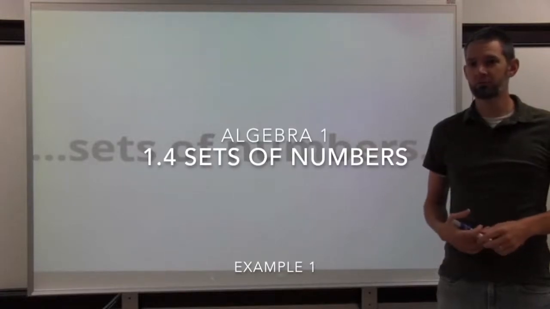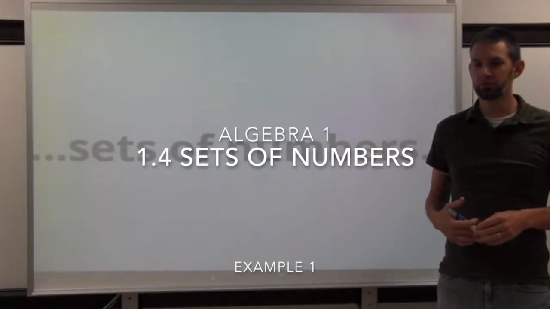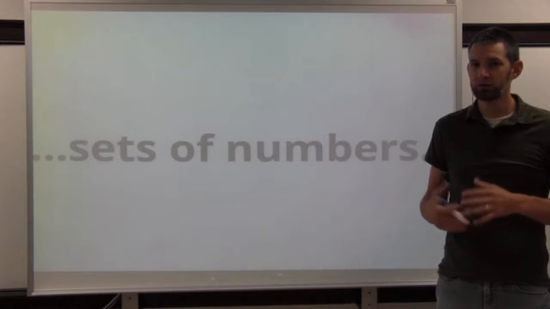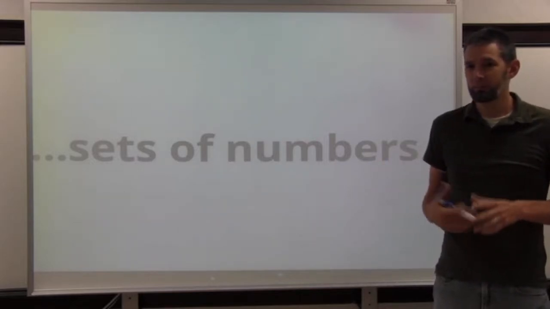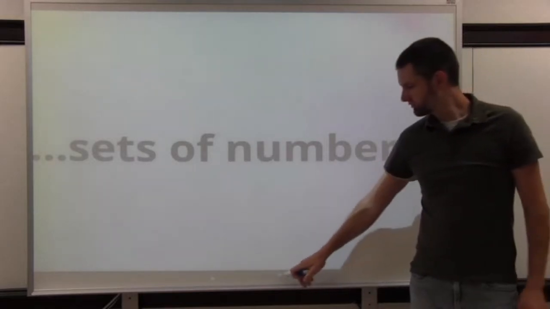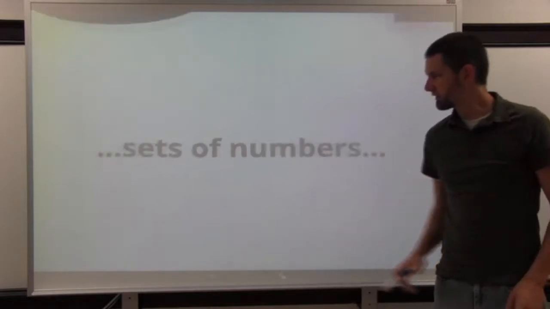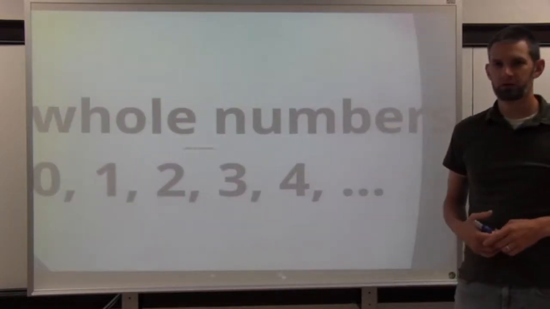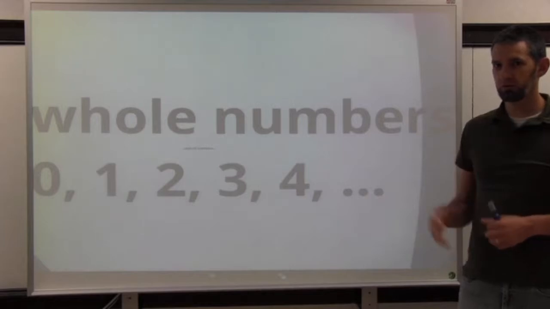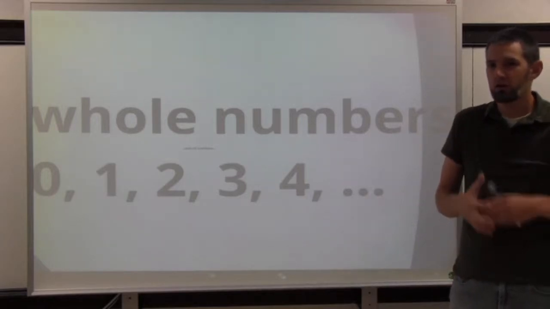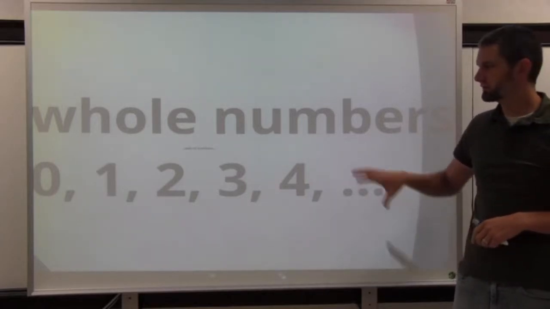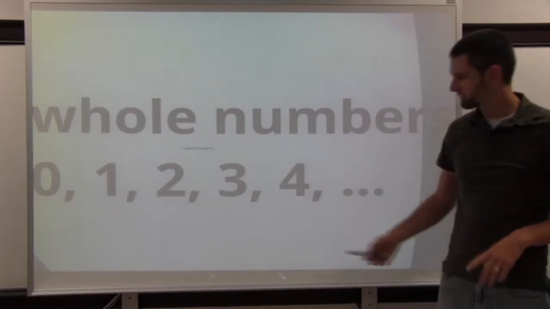In math, there's a number of sets of numbers that we need to keep track of. We need to know how they relate to each other because we use them in a variety of situations. The first set that we talk about is the whole numbers: 0, 1, 2, 3, 4, and so on forever. They're all whole numbers because they don't include any decimals or fractions.